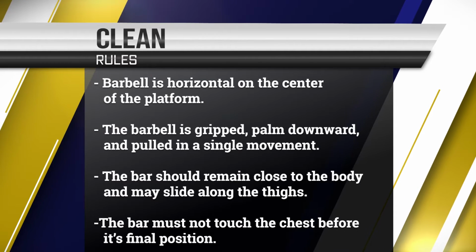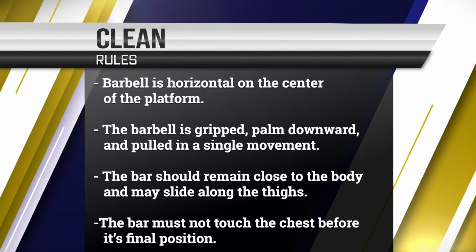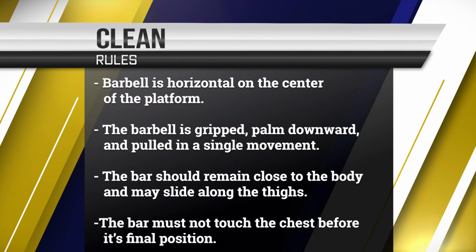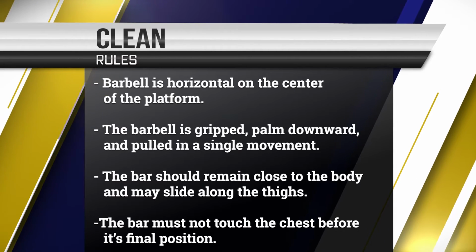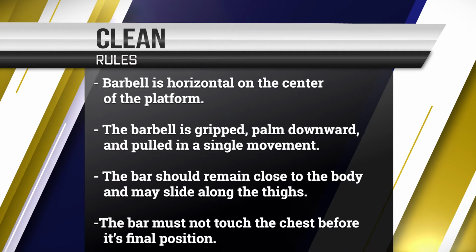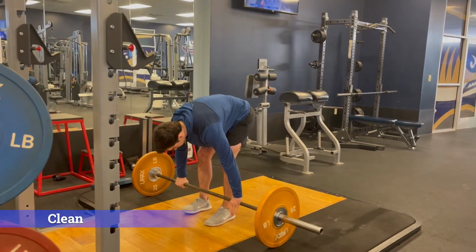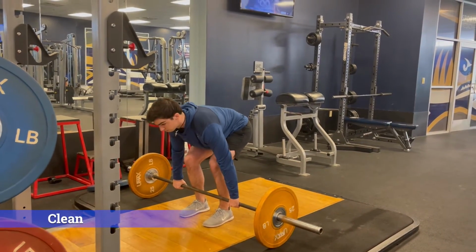For the clean, the barbell is horizontal on the center of the platform. The barbell is gripped, palm downward, and pulled in a single movement. The bar should remain close to the body during the lift, and it may slide along the thighs. And the bar must not touch the chest before its final position. Here's an example of what a clean may look like.